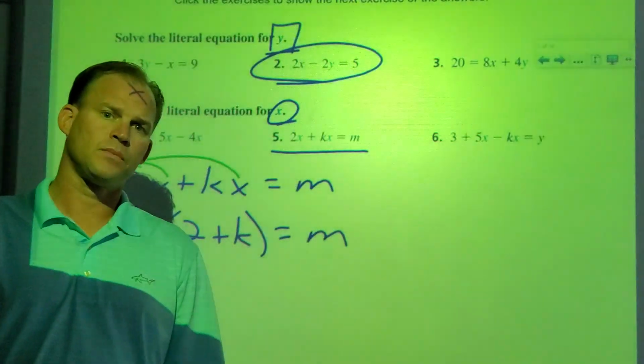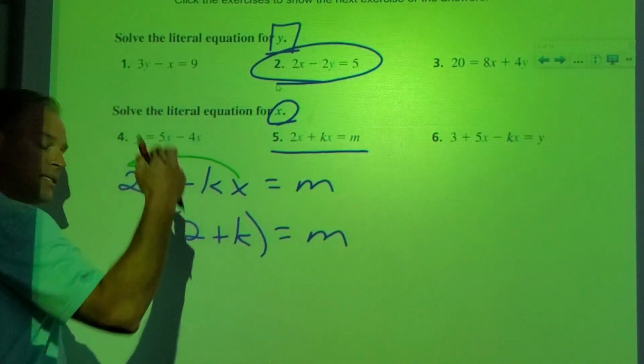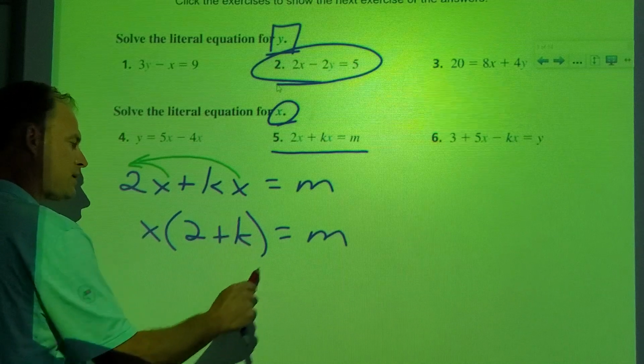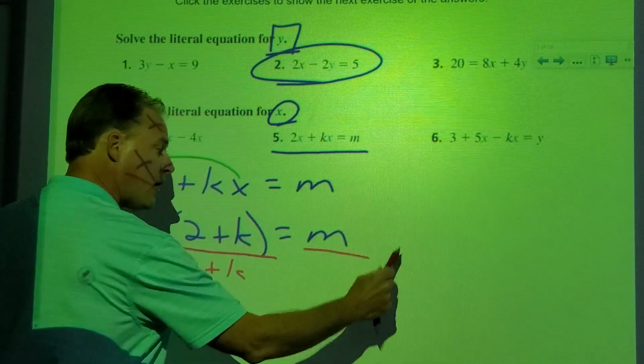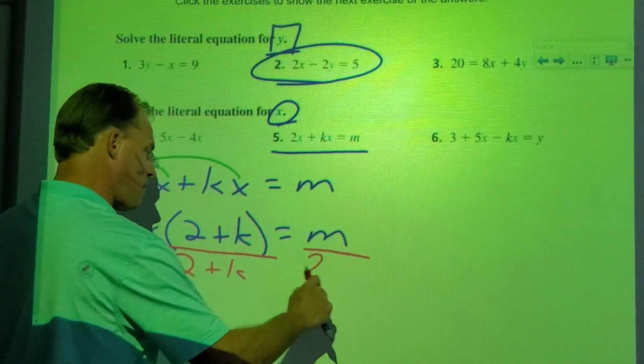When I undistribute the x's, I have this. And again, we did this the other day. If I get x by itself, I can divide by anything. Well, this is x times (2 + k), so I can just divide by 2 + k. And whatever I do to one side of the equation, I have to do to the other.